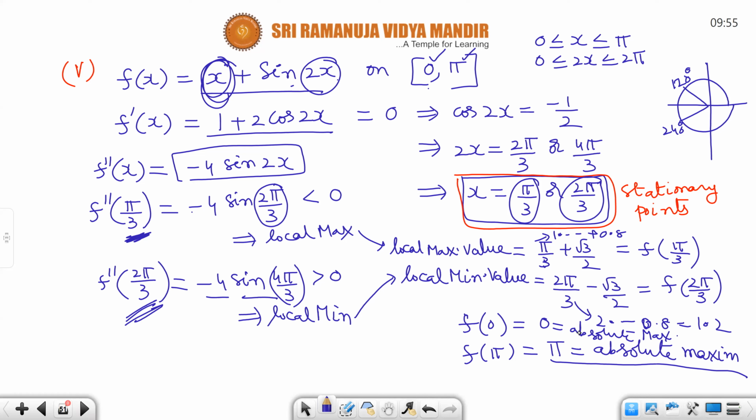Let us see the answer. I'll see the answer at the end of the book. This is second Roman, first question, fifth bit. Absolute minimum 0, absolute maximum pi. Correct. He has given correctly. Local minimum, local maximum values are nothing. None of them is absolute maximum or absolute minimum. Only at endpoints we got the absolute maximum and absolute minimum.